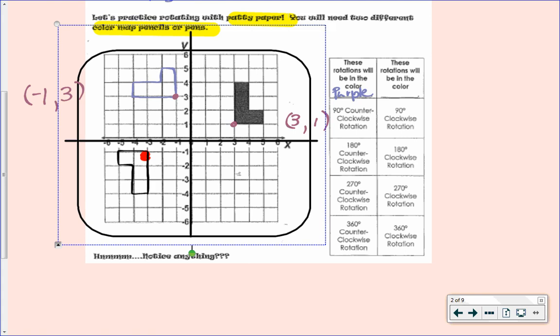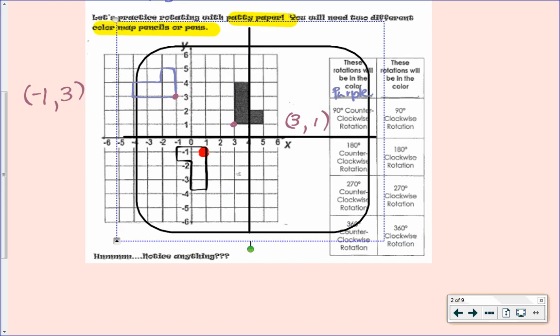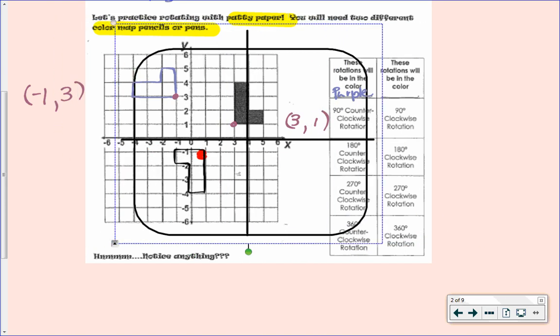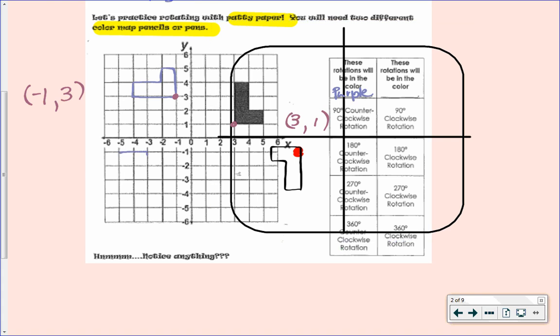And then again, take the same color that we're using and outline your L on your actual notes. Then plot where our point is now. Like that, our L was rotated 180 degrees counterclockwise. Where is our point now? What's the ordered pair? Good. -3, -1.